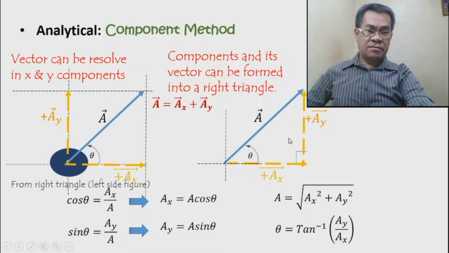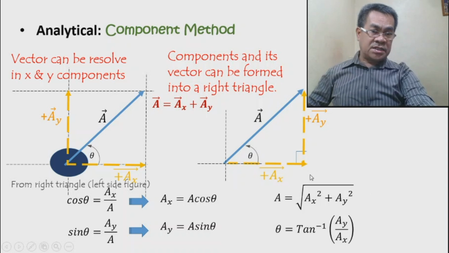Then in order to double check the angle, you have to use tangent because tangent is opposite over adjacent. Then take the inverse, so it should be AY over AX. Why AY over AX? So that your angle is a reference angle. If you reverse this, AX on the upper and AY in the lower, then you are computing the angle adjacent to y. So this is a reference angle.